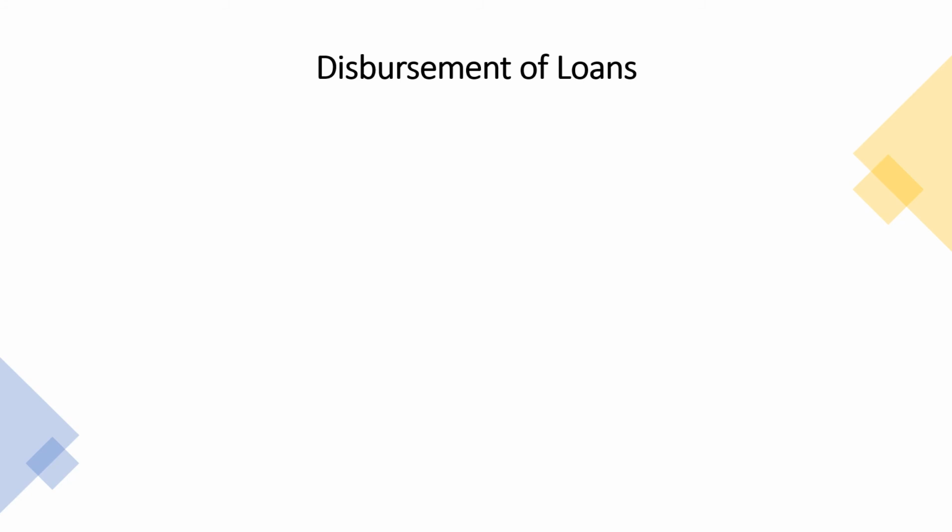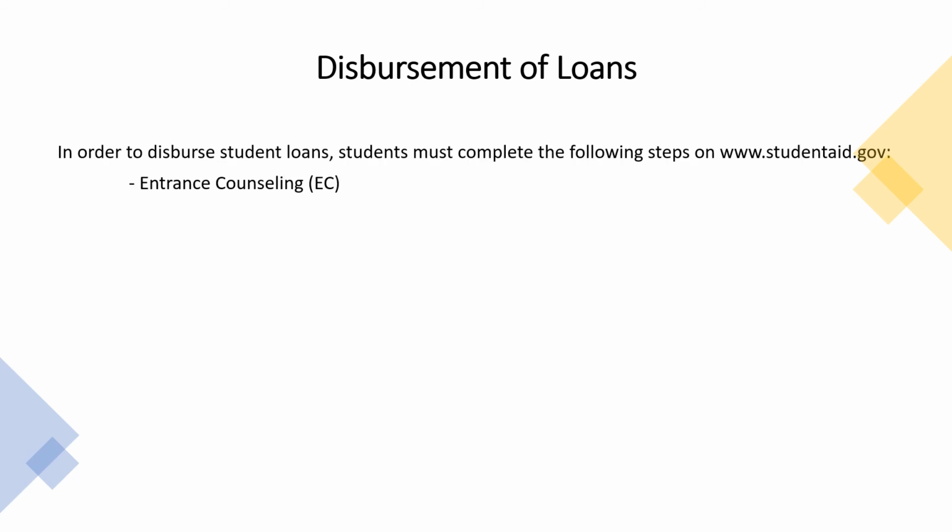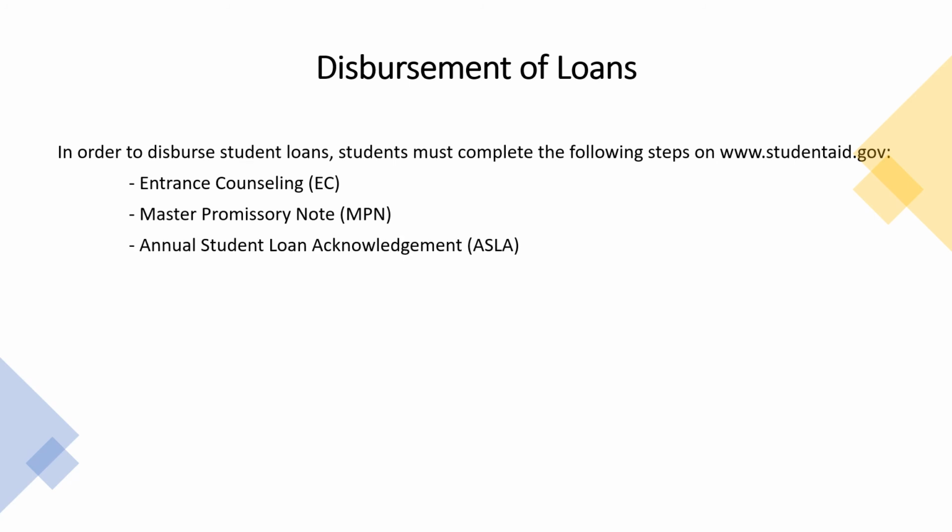Before the college can disburse loans to a student, they must complete 3 steps, which include entrance counseling, master promissory note, and annual student loan acknowledgement. They all are done electronically at studentloans.gov.